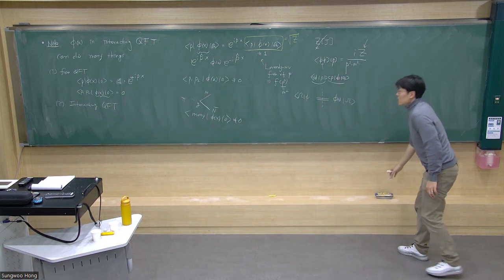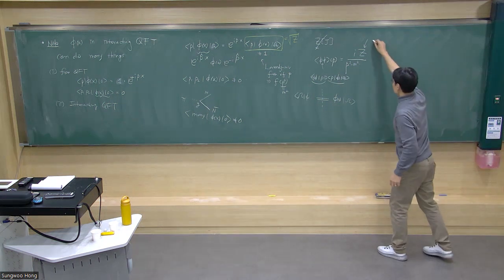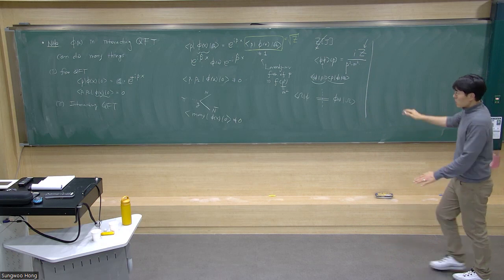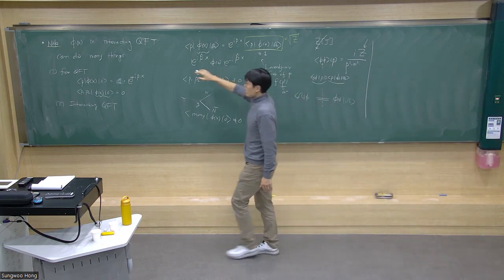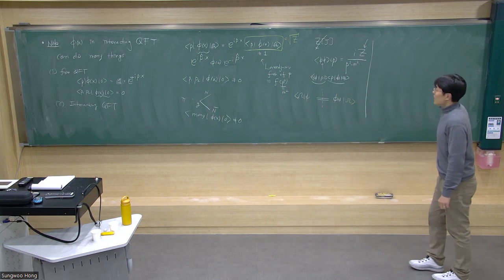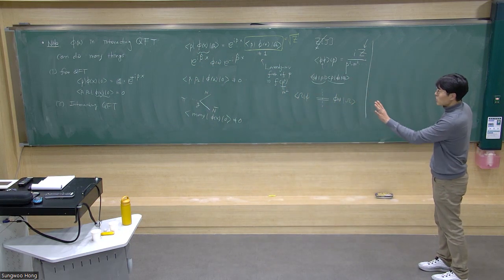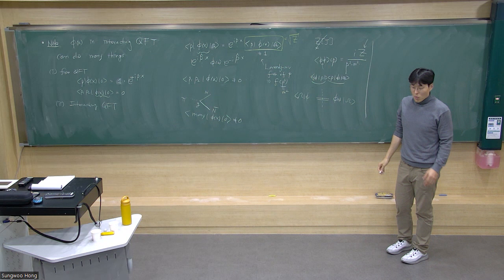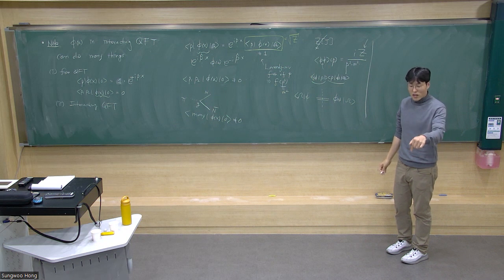Now, in order to get to the point of the LSZ reduction formula, the first point is that the field in interacting QFT can do a lot of things. Now, why am I talking about this? In order to construct the S matrix, we have to put our finger on the asymptotic state first.